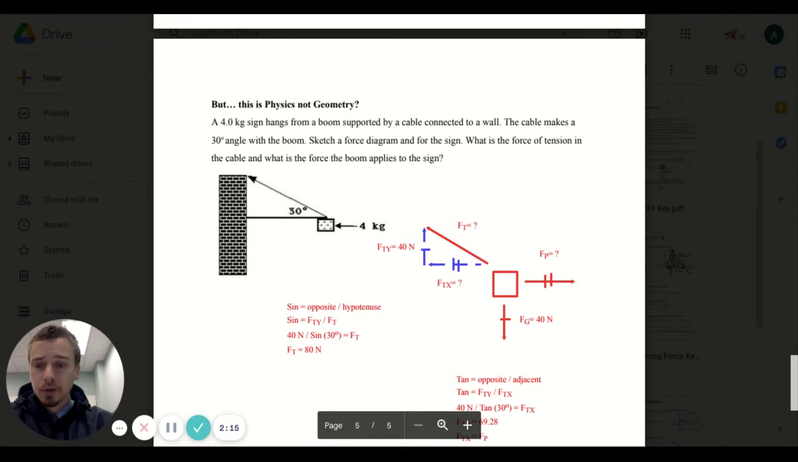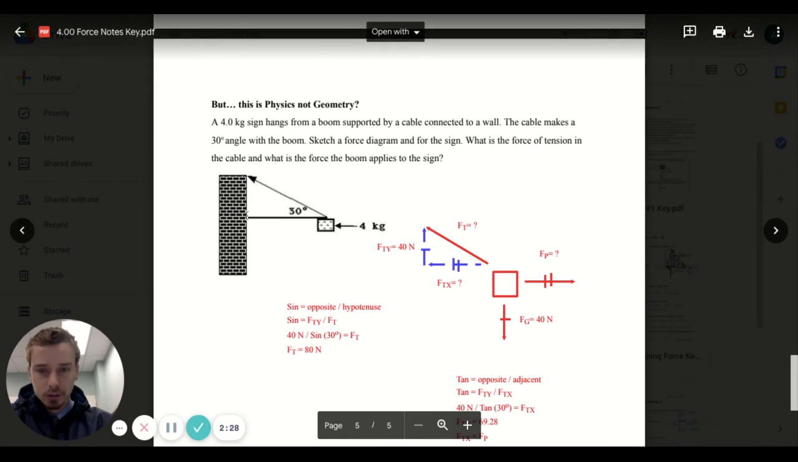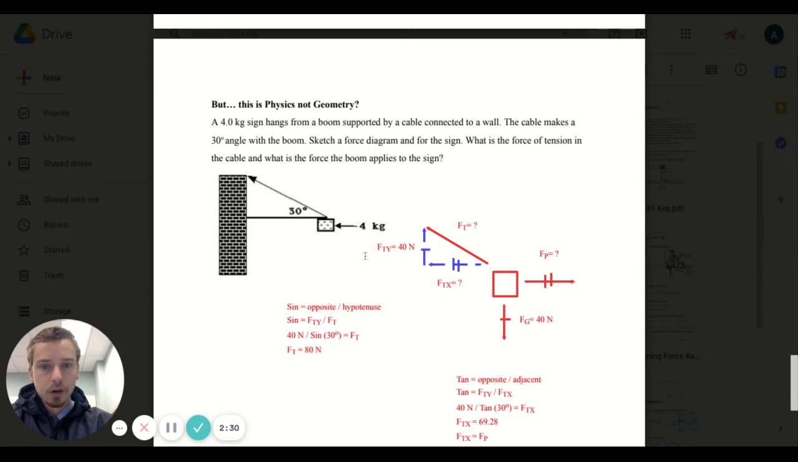So what am I going to use? Here's one example of a time that we can use this. We have a 4-kilogram sign that is hanging from a boom supported by a cable connected to the wall. The cable makes a 30-degree angle with the boom. The boom here is just what is sticking out from our brick wall.